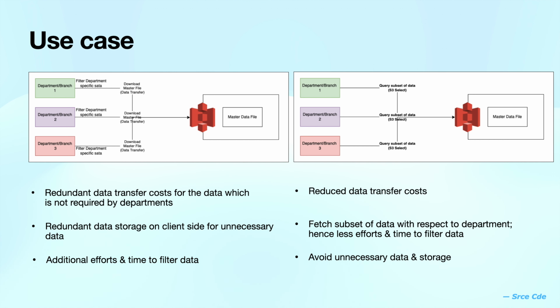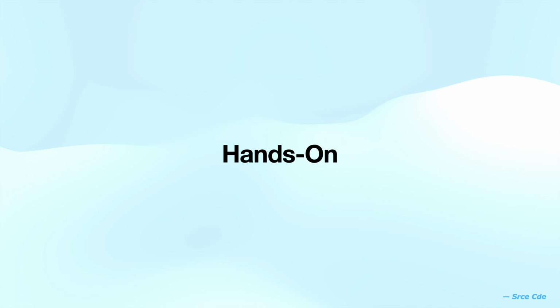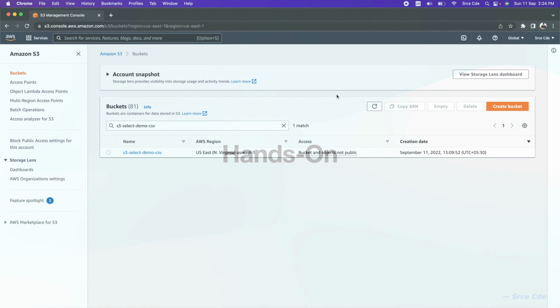Okay, now let's talk about the pricing. The pricing for S3 Select is $0.0004 per 1000 requests, and the additional data retrieval and data scan costs are $0.0007 and $0.002 per GB respectively. So this was enough theory. Now let's go to the AWS Management Console and do the hands-on with S3 Select.